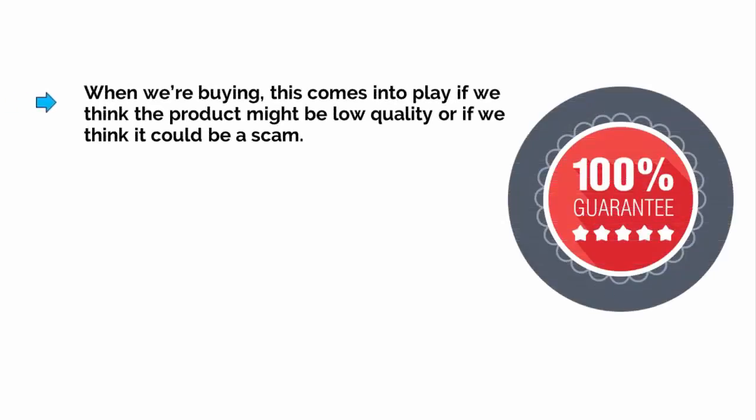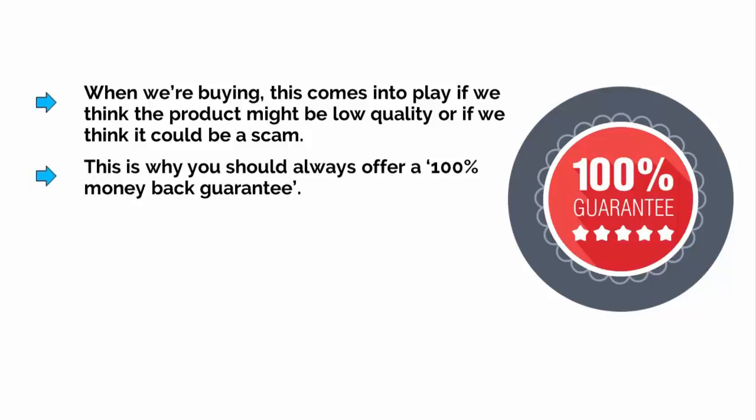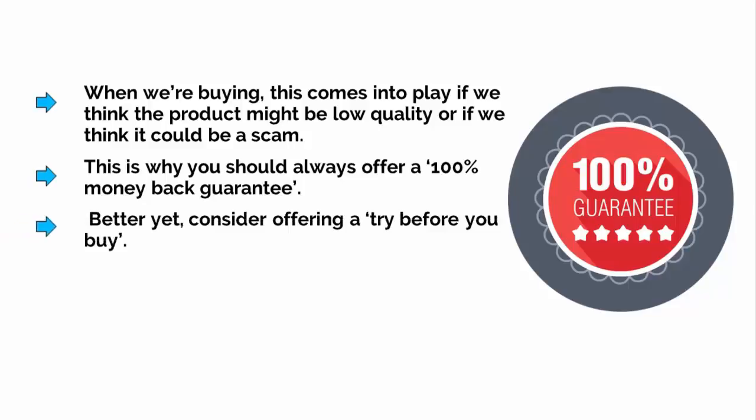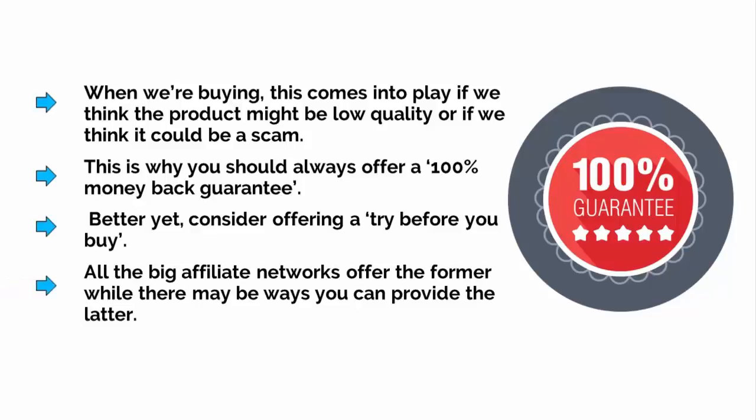When we're buying, this comes into play if we think the product might be low quality or if we think it could be a scam. That's why you should always offer a 100% money-back guarantee. Better yet, consider offering a try before you buy. All the big affiliate networks offer the former, while there may be ways you can provide the latter, giving away the first chapter after checking with the product creator, for example. Either way, this will help you remove any reason that the reader has not to buy.